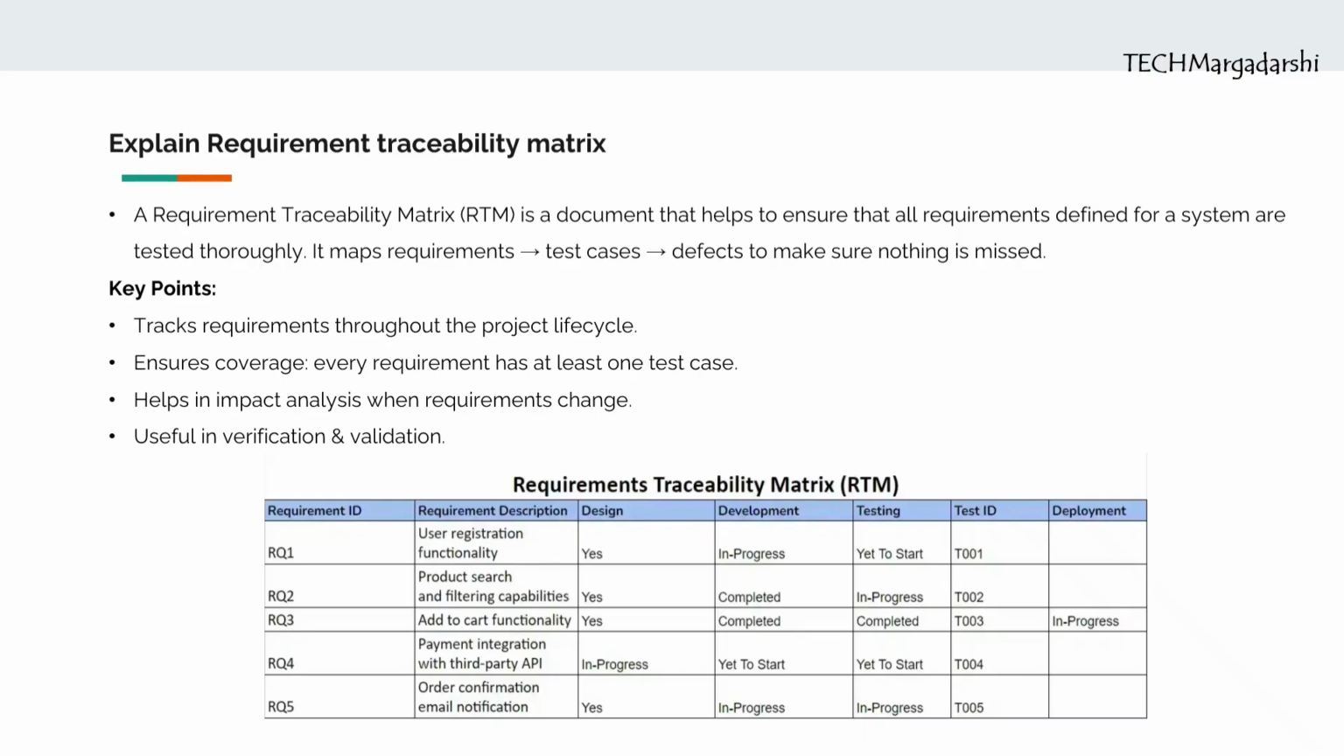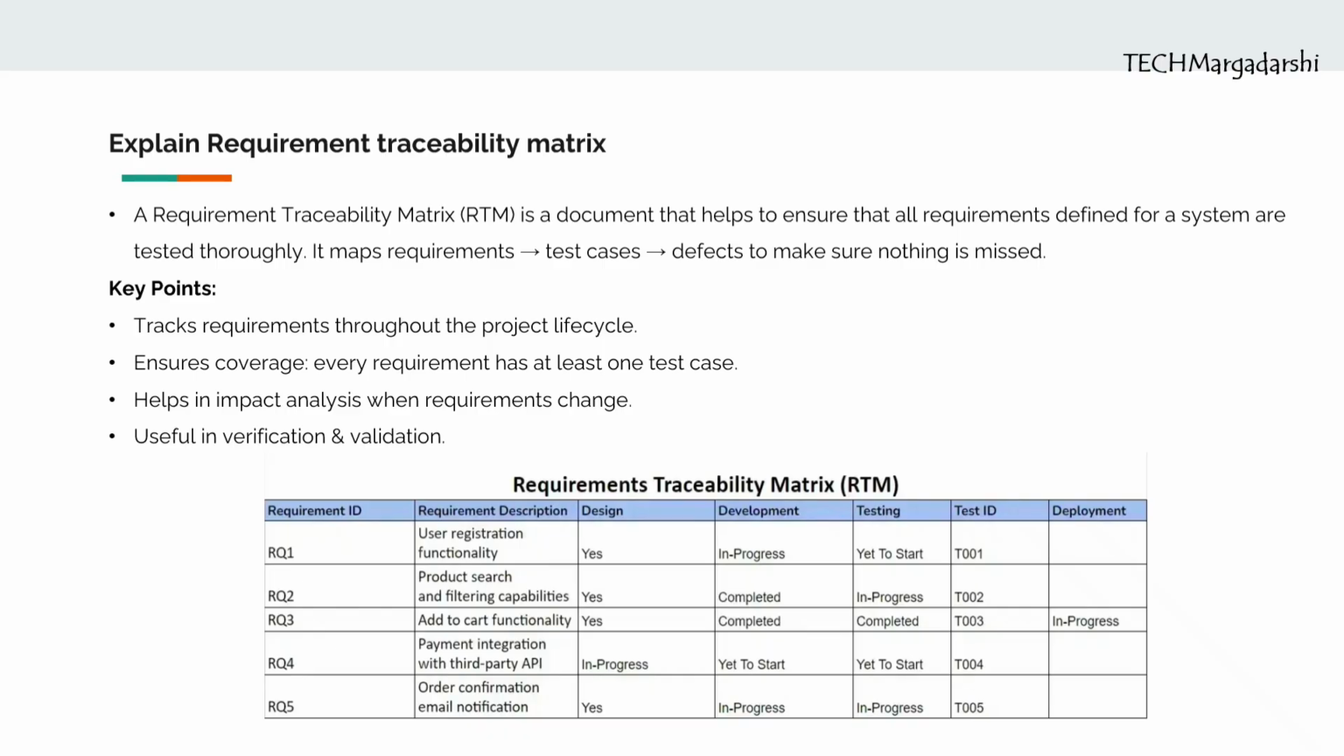Why is it important? It makes sure no requirement is left untested. It helps in impact analysis when requirements change, and it provides full visibility and coverage to clients and stakeholders. In short, RTM equals a checklist that connects requirements with test cases, ensuring complete coverage.